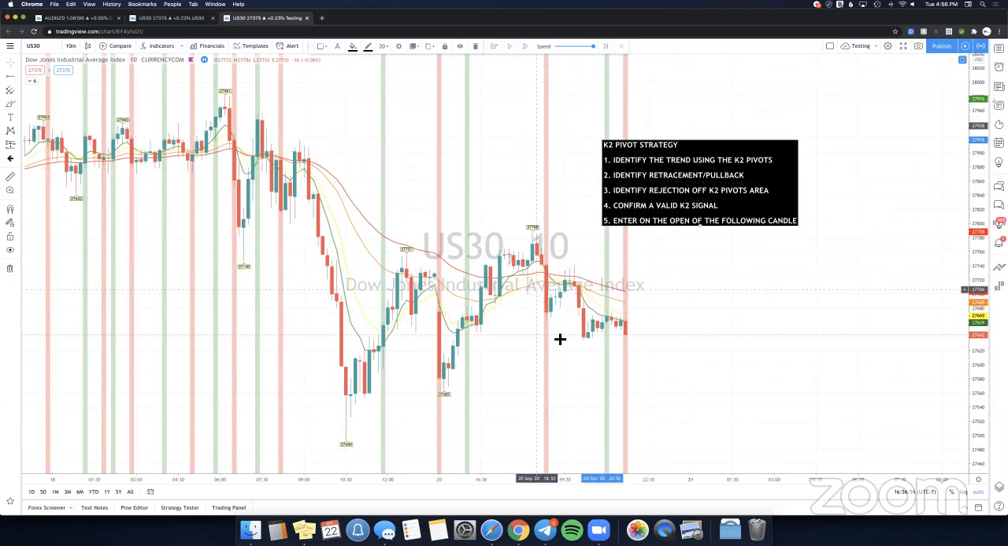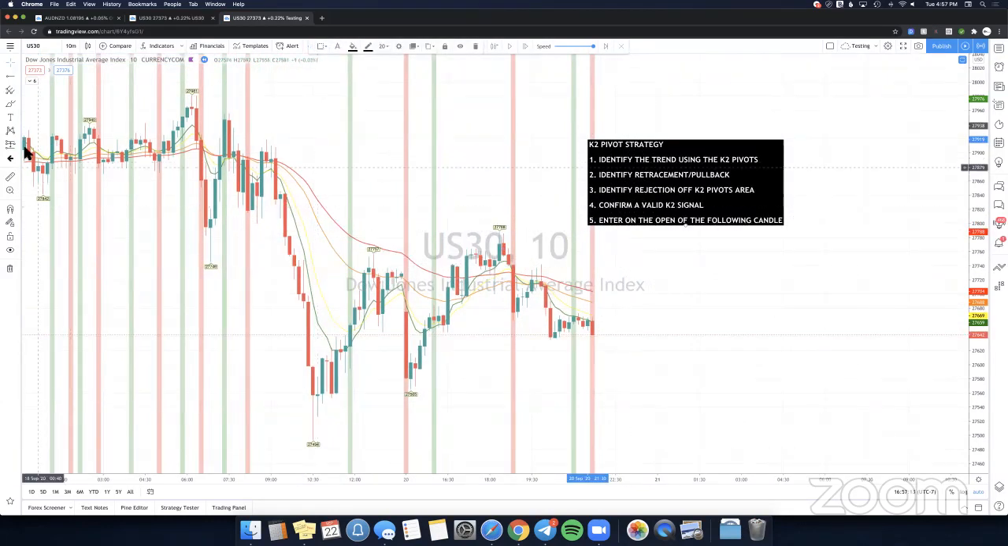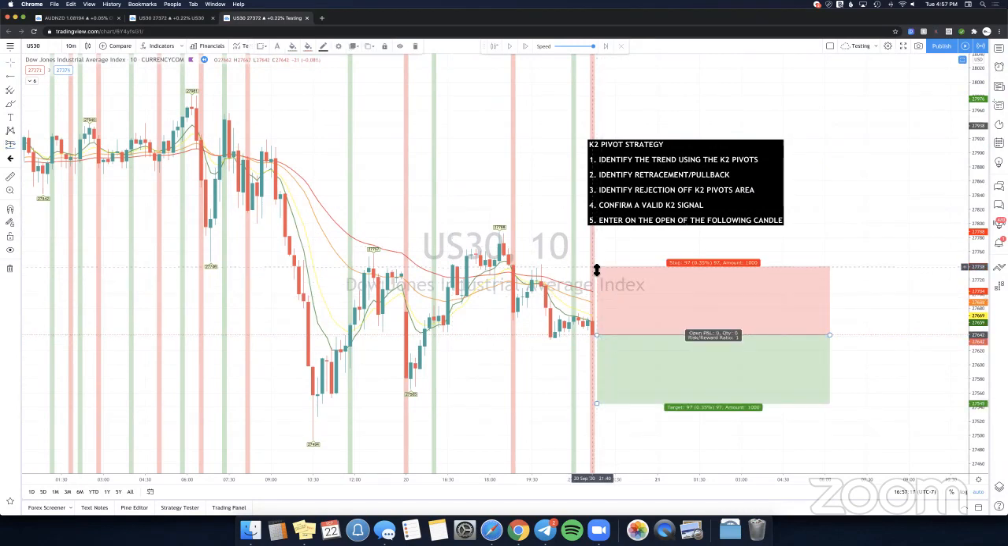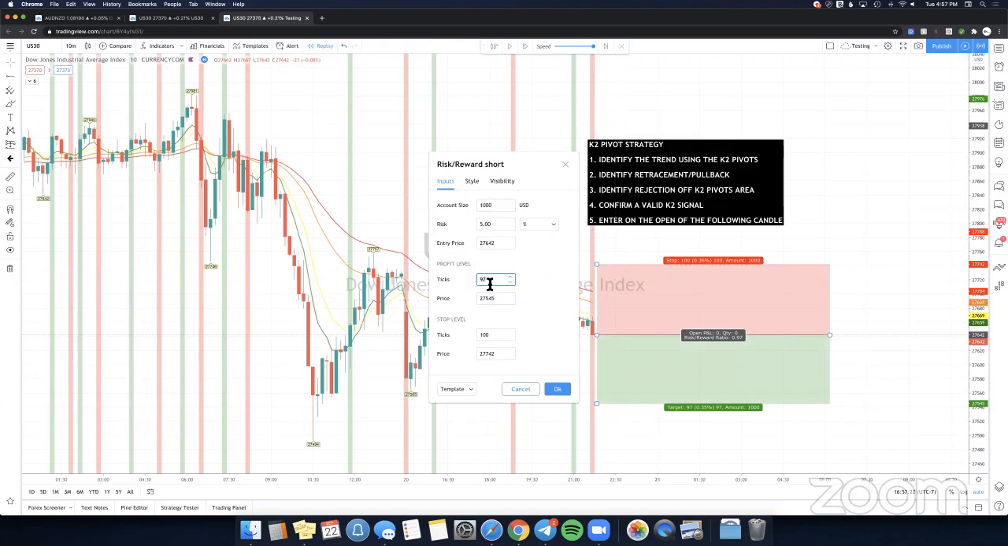So first requirement's met, we've identified a downtrend. Second requirement, we've identified the retracement right here. And the third requirement, we identified the rejection of the K2 pivot area right here. Lastly, we confirm a valid K2 sell signal right here. And it's valid because it's a red sell signal with a red bearish candle. So once all those are met, you can enter on the open of the falling candle, which would be right here, right? So this would be for the full move for about 1,000 pips.